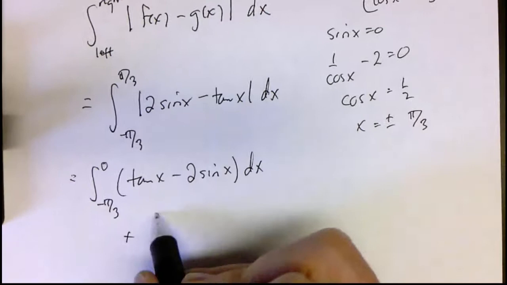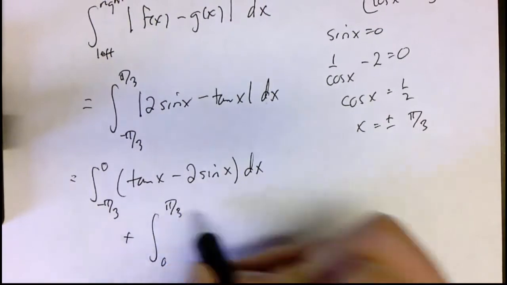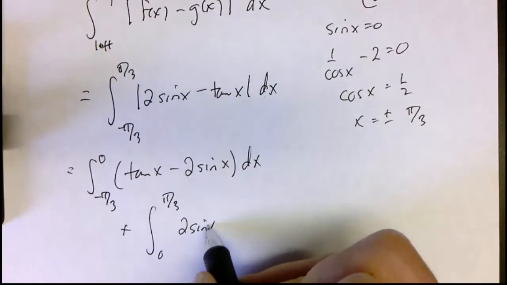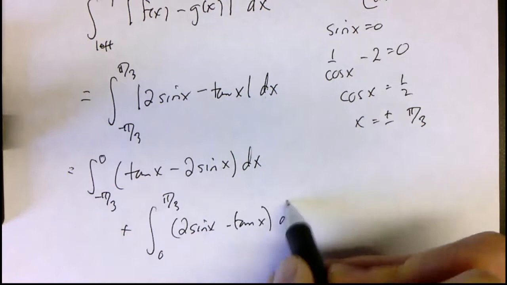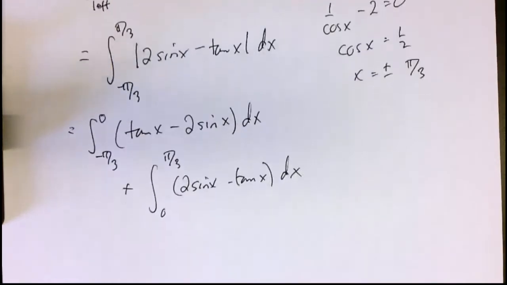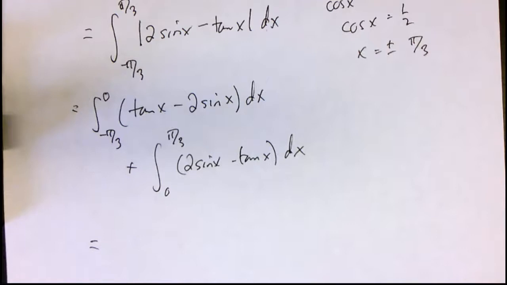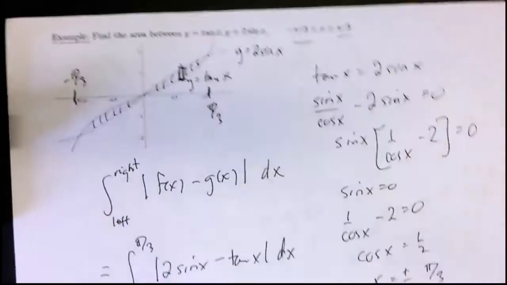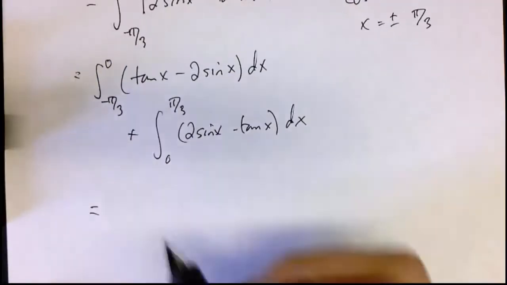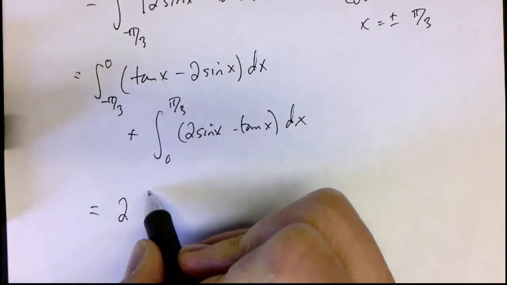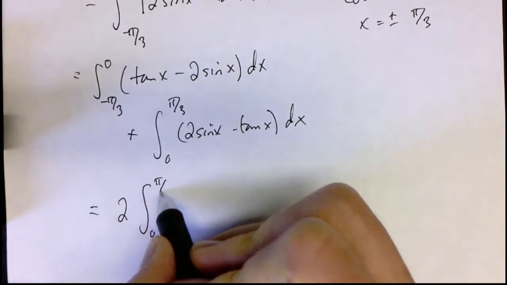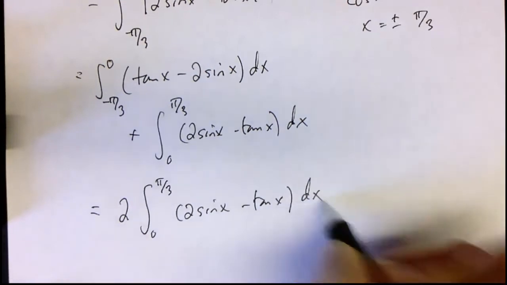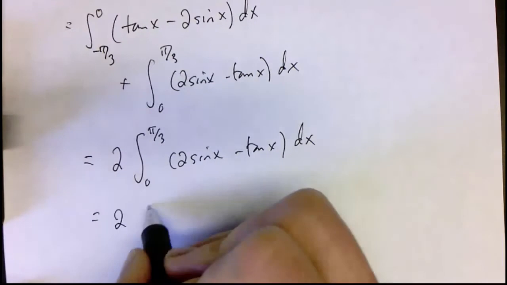Plus, from 0 to pi over 3, we've got sine on top and tangent x on the bottom. So we could work those two separate integrals. But an even more clever way to go is to use symmetry. These are both odd functions, and the area to the left here is the same as the area to the right. So I just need to compute one of those and double it. So we're going to go with the right side. And we get 2 times the integral from 0 to pi over 3 of 2 sine of x minus tangent x dx.